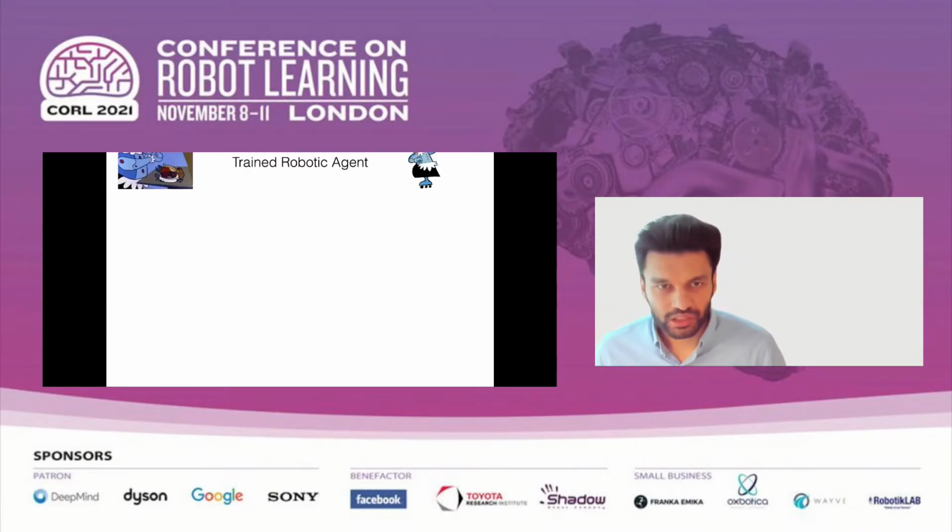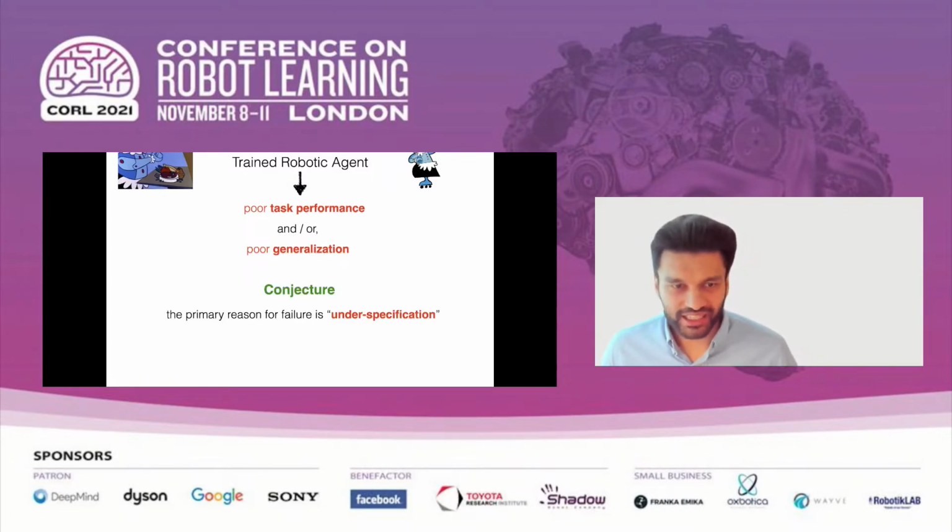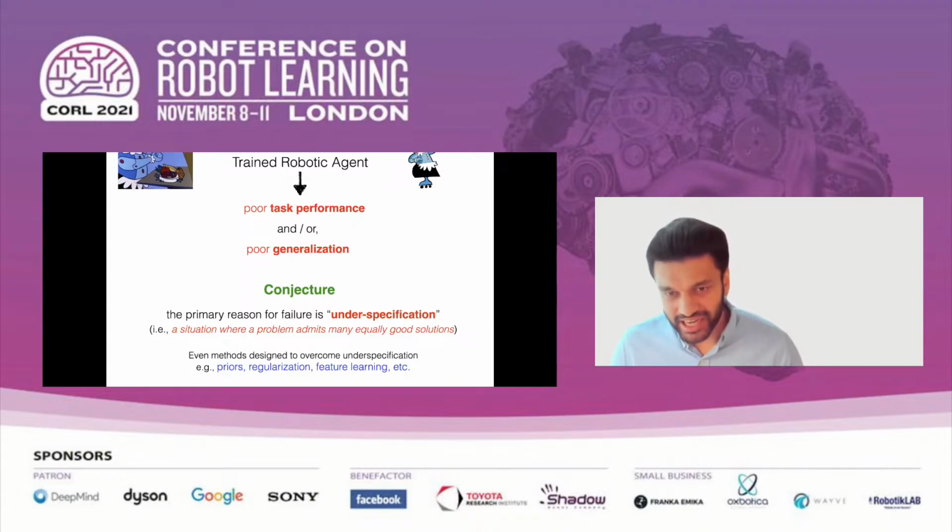specification problem. So consider a trained robotic agent, which when deployed, either is unable to perform the task or fails to generalize. The primary conjecture of this talk is that the reason for failure is under specification. That is a situation where a problem admits many equally good solutions. Now, there are many methods designed to overcome under specification. For example, priors, regularization, feature learning, etc. However, as we will see, even these suffer from under specification, which makes this problem particularly challenging.